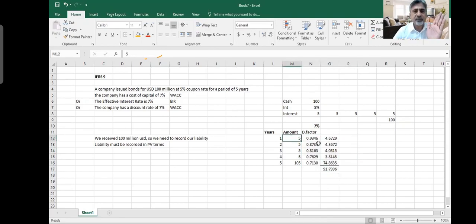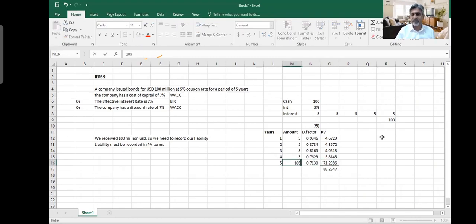So this 5 million, which you have to pay after 1 year, its present value today is 4.6 million. This 5 million, which you have to pay after 2 years, its today's value is only 4.36 million. And this is 4.08 million. And if I make it 100 million, that 100 million which you receive today, when you return it after 5 years, is actually only 71 million.